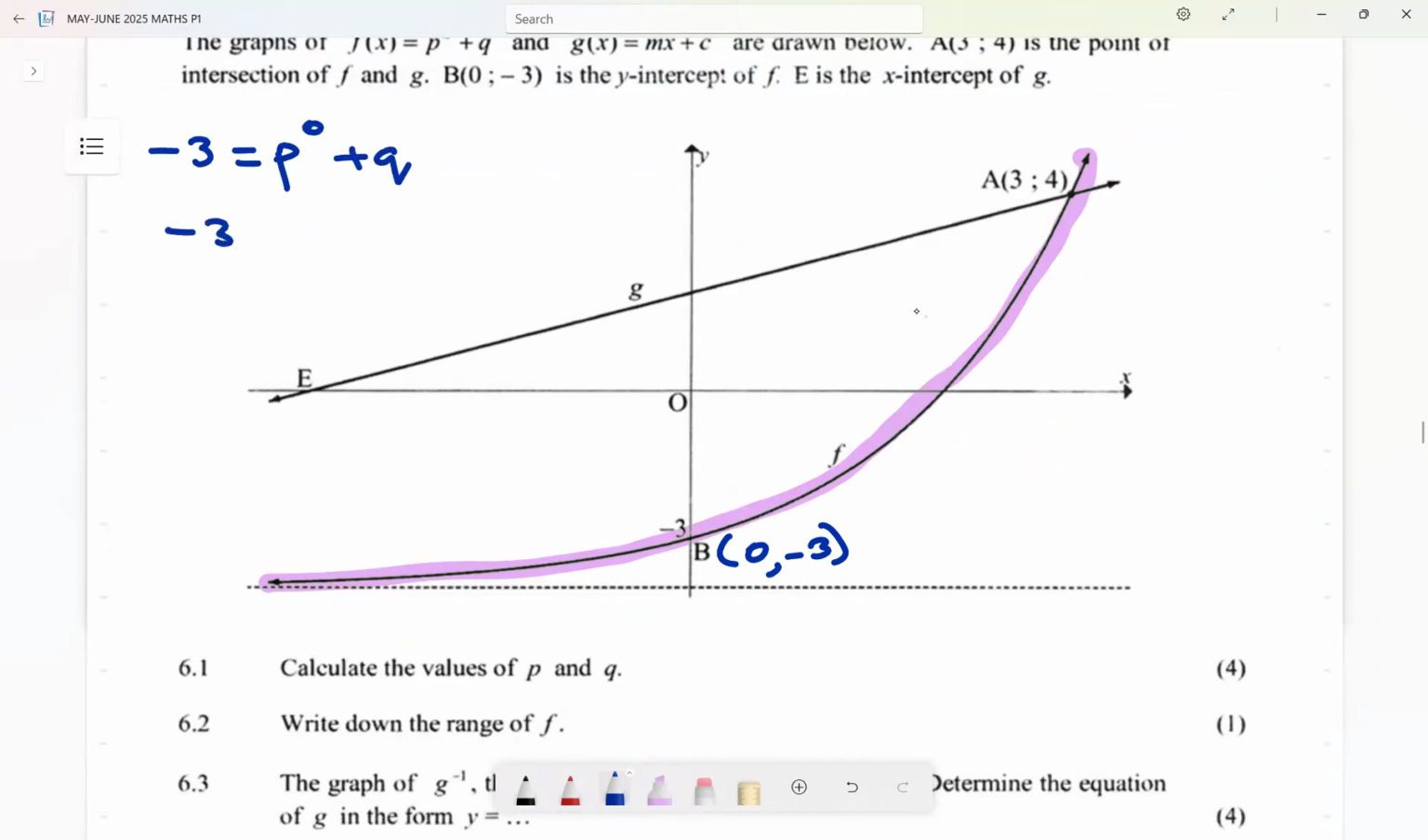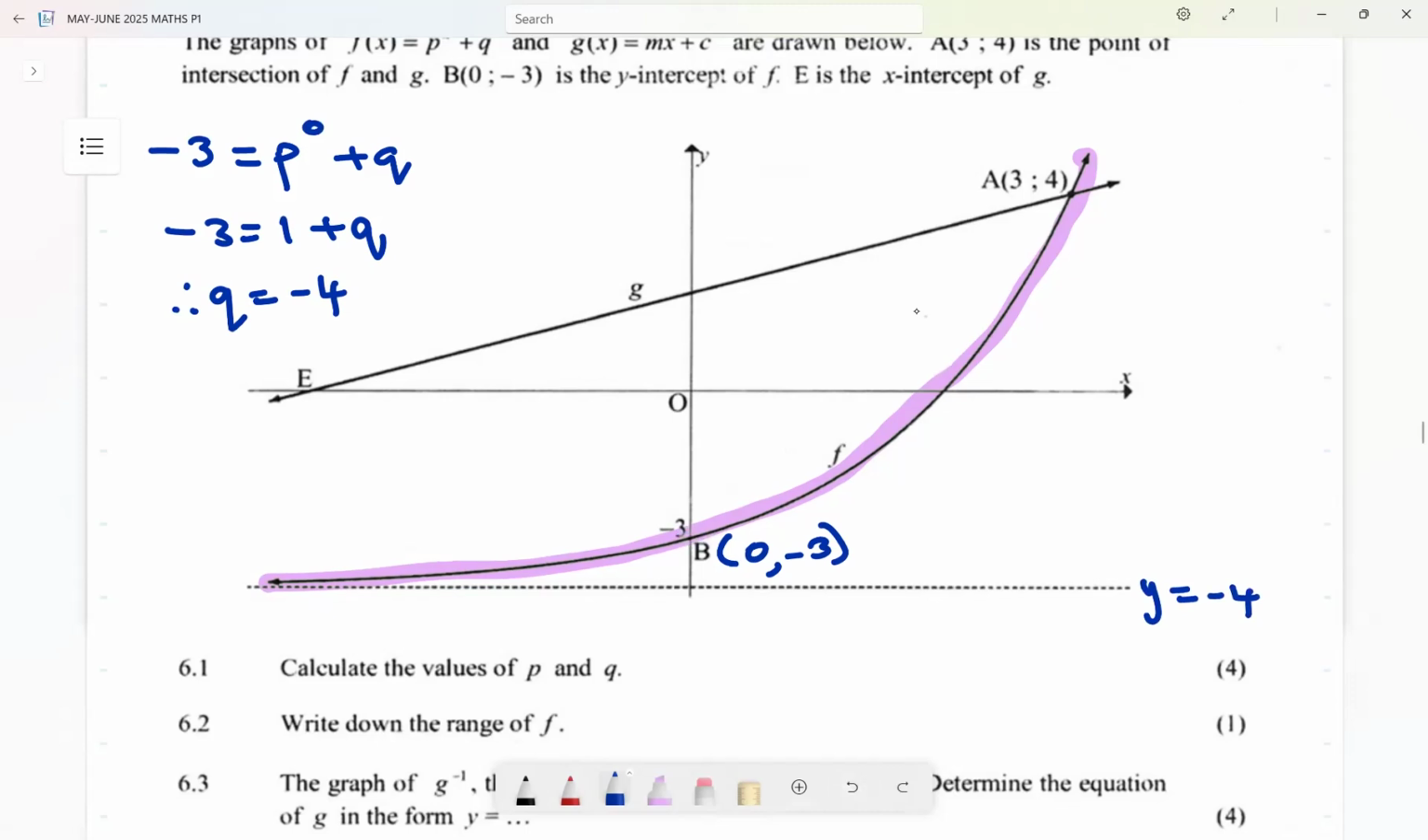And then -3 is equal to, what is p to the power of 0? Any number to the power of 0 is 1, plus q. Therefore, I get q to be equal to what? -4. Q is cute. And it makes sense, -3, -4, okay?